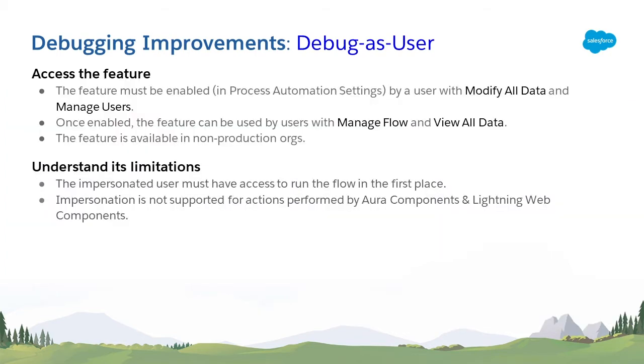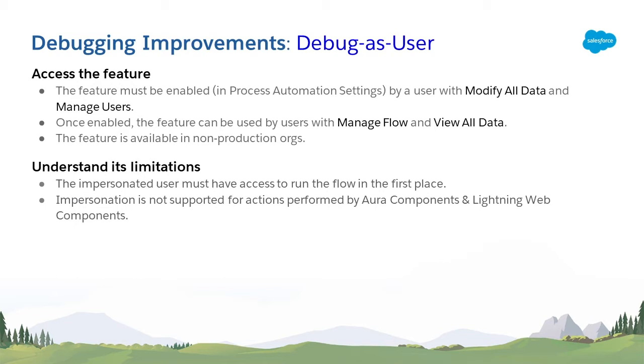The concept is pretty simple, but there are a few catches. First, accessing the feature. This feature must be turned on before it can be used. Specifically, someone with the Modify All Data and Manage Users user permissions must go to Process Automation Settings and enable the feature. Remember that you also need Customize Application to access Process Automation Settings. Once the feature is enabled, you must have the Manage Flow and View All Data user permissions to use the feature. The feature is available only in non-production orgs.